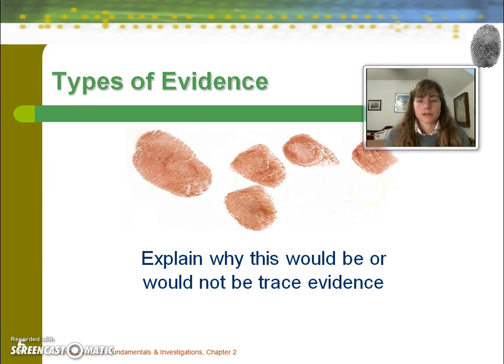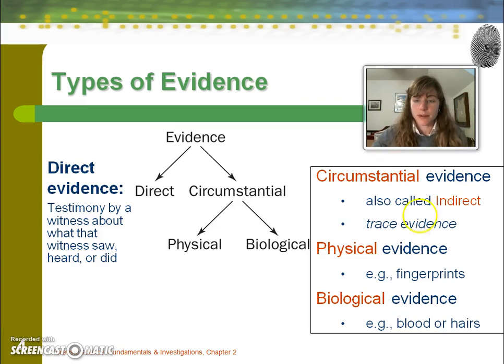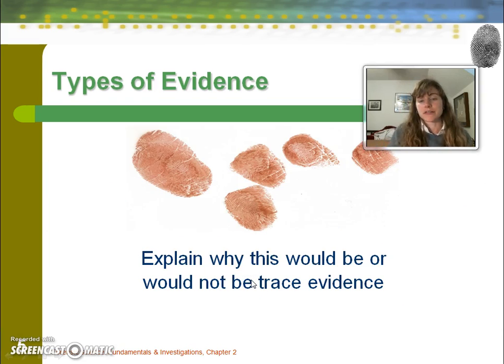So, what do you think? Fingerprints. And these happen to be visible fingerprints, which are called patent prints, and they are left in blood, in the medium of blood here. Trace evidence or not? If you're thinking that they would be a form of trace evidence, then you would be correct. And specifically, if we look back, it's a type of circumstantial and physical evidence. It is also trace evidence because it's left in small quantities.